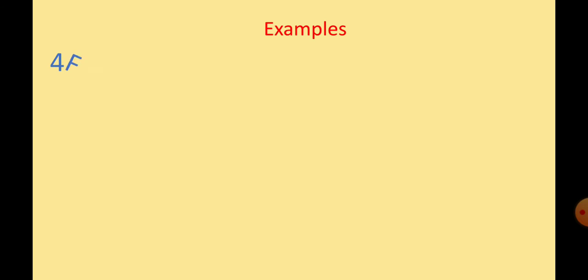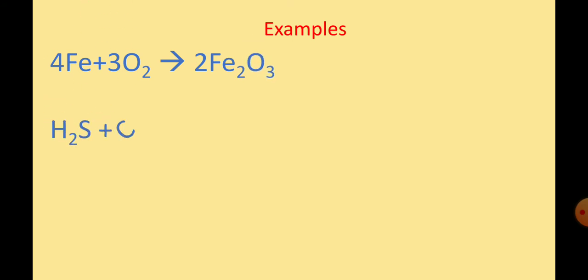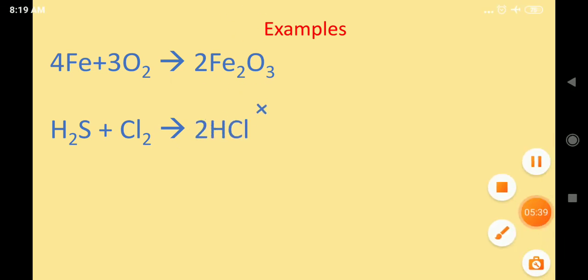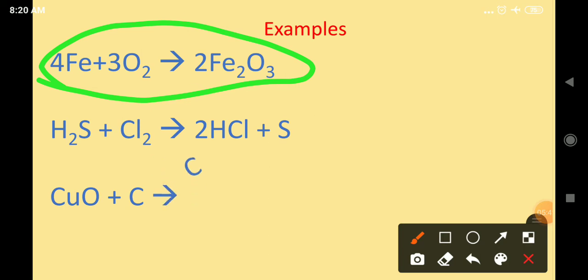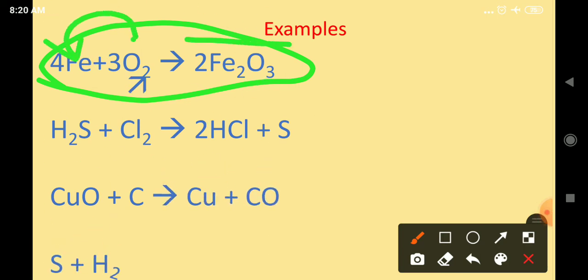Look at the first example. When iron is mixed with oxygen. What is the symbol of iron? Fe is the symbol of iron. When Fe is mixed with oxygen, we get iron oxide, Fe2O3. So in this reaction, what is taking place? Oxygen is added to this iron. As a result, we get Fe2O3. So it is an oxidation process. In the first reaction, addition of oxygen is taking place, so it is called oxidation.